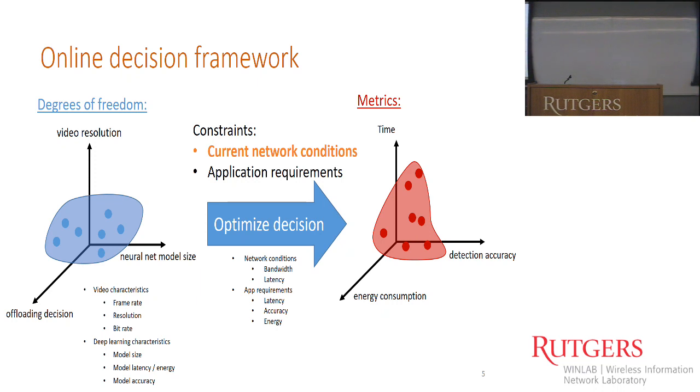So you make this optimization, and then you end up with a bunch of metrics. So again, there are some trade-offs between energy, detection accuracy, and latency. So you try to figure out how to tune all these knobs so that you get the right kind of performance.